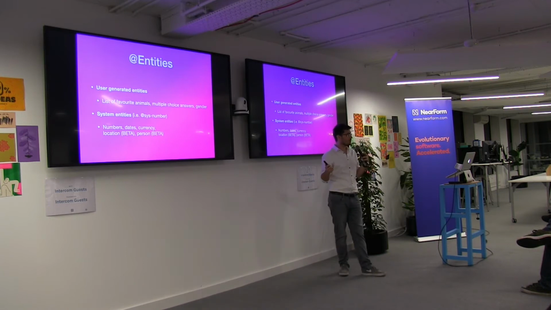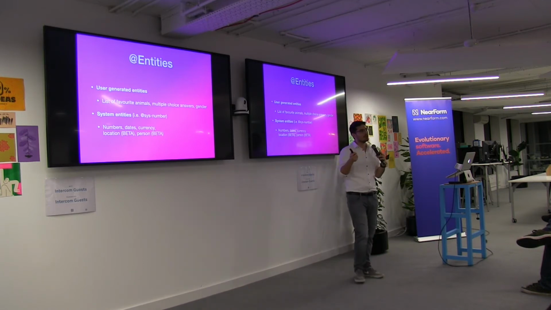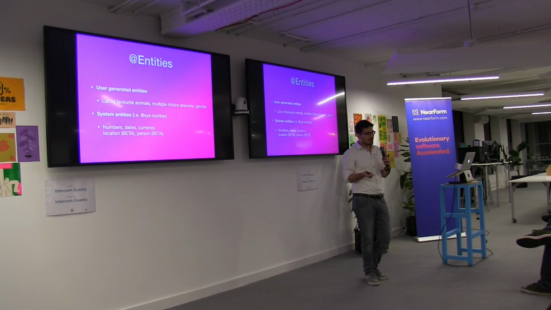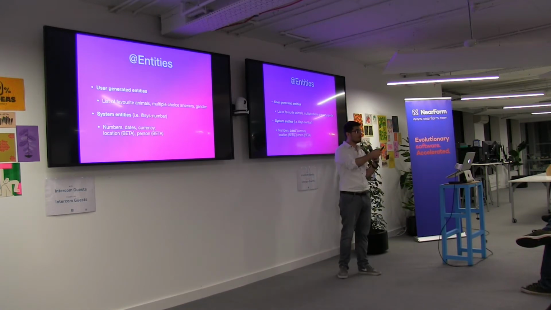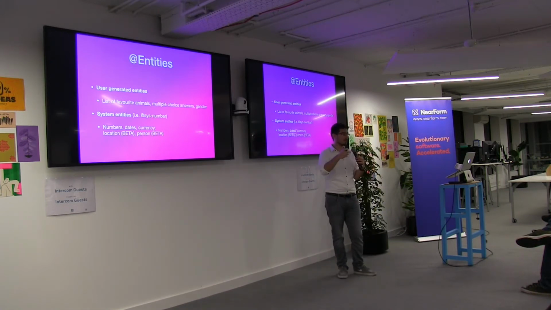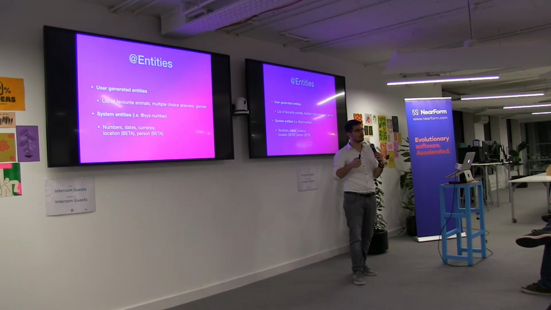Say you're making a reservation at a restaurant. You have an entity called system number, which is a number that you're looking for. So you say, I would like to book a table for 2 people. That's your entity.